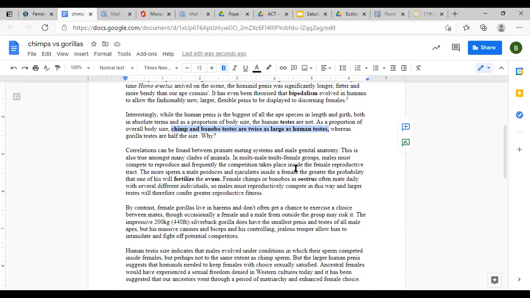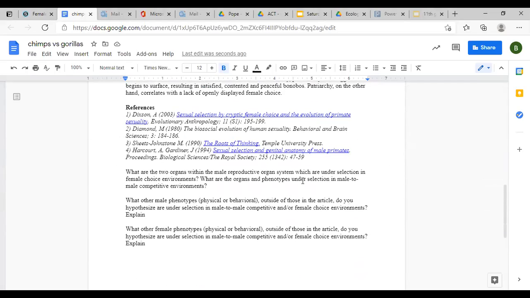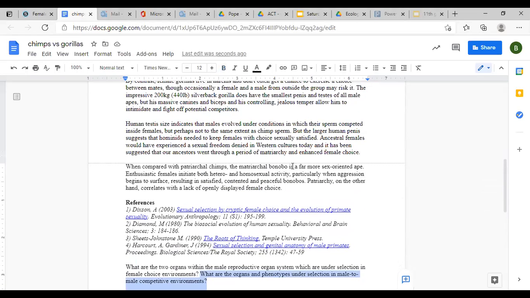Well, if testicle size and penis size is a genetic trait, which it is, then you would expect sexual selection to be extreme and unidirectional and push it upward. So you get those two phenotypes. The next question was, what organs and or phenotypes are under selection for male to male competition? Like the gorilla, what are the phenotypes that are under selection there?